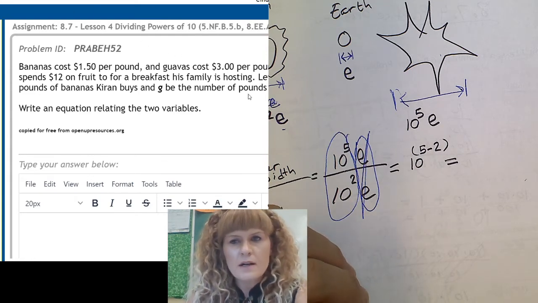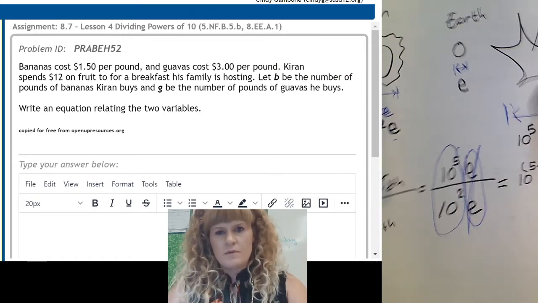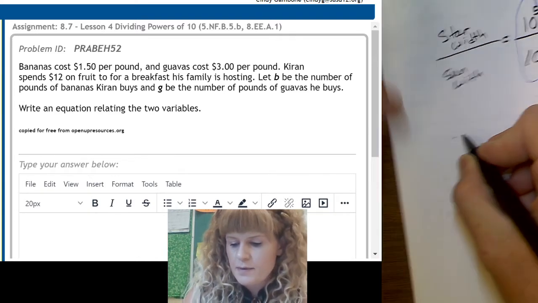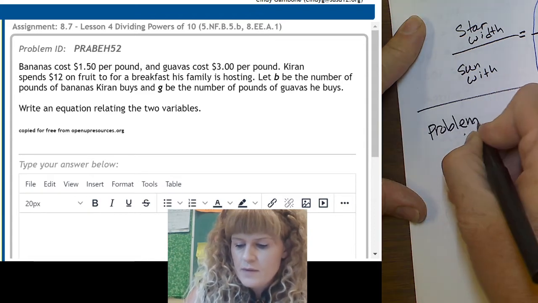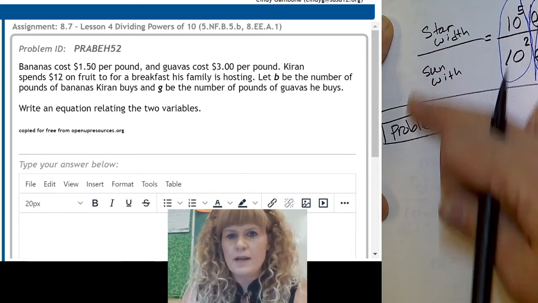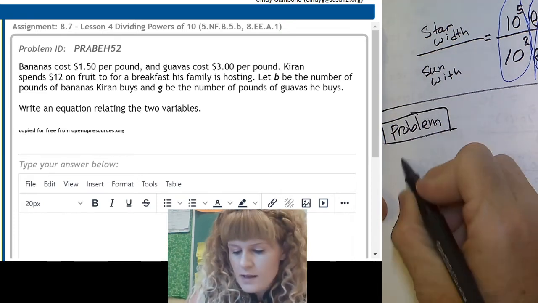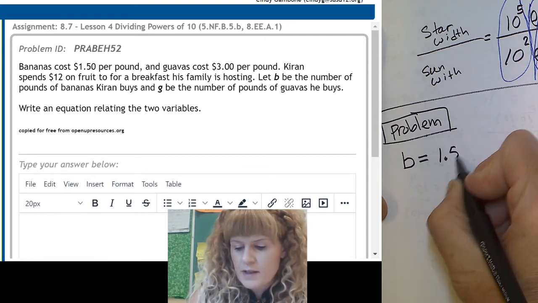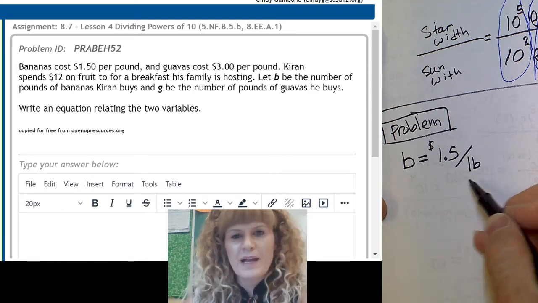It says bananas cost, there we go. Let me get my paper ready. Bananas cost $1.50 per pound. Okay, so I'm going to put in my notes, you can do the next problem. Go ahead and draw something that you know means I stopped this problem and now I'm moving on to the next problem. Okay, so next problem. Bananas cost $1.50 per pound. Okay, I'm just going to say B equals $1.50 per pound. LB stands for pound, but I forget why that is.